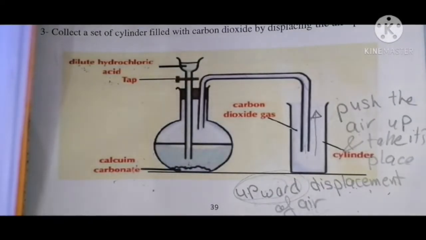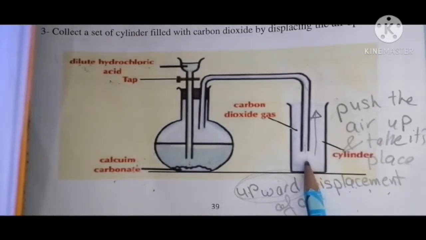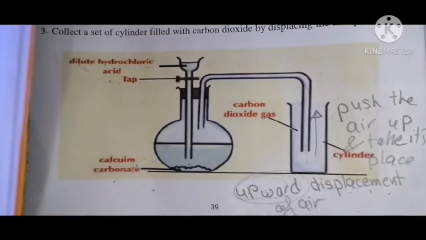Notice that when we used to prepare the oxygen, it was collected by downward displacement of water. Why didn't I put water here just as with the oxygen? Because we collect the oxygen by downward displacement of water, since the oxygen hardly dissolves in the water, so it pushes the water down and takes its place. What about the carbon dioxide? The carbon dioxide easily dissolves in the water. So if I put water in the cylinder, I will not be able to collect the carbon dioxide because it is going to dissolve in the water. That's why I collect the carbon dioxide by upward displacement of the air.